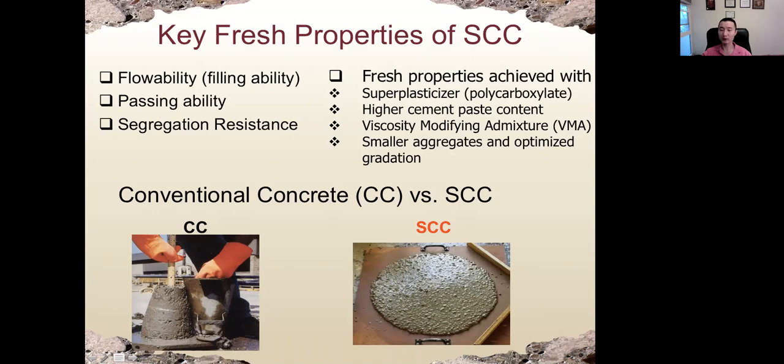Gradation is also important for SCC, so we need to optimize the gradation of aggregate. Sometimes we use more than one type of coarse aggregate. For conventional concrete, we use the slump test. But for SCC, because it's so flowable, we measure the diameter of the concrete patty after it stops flowing.